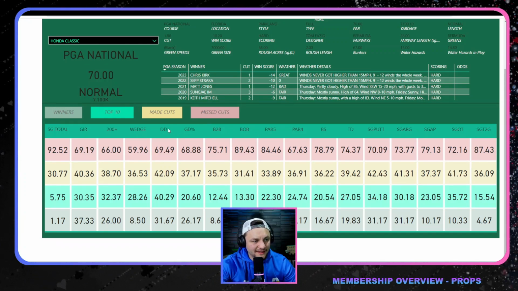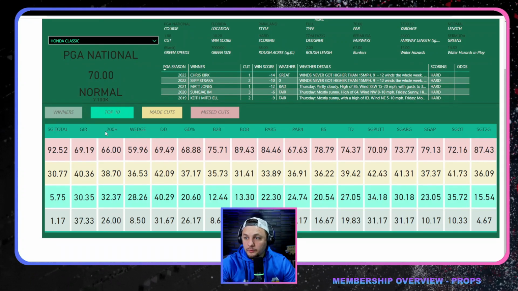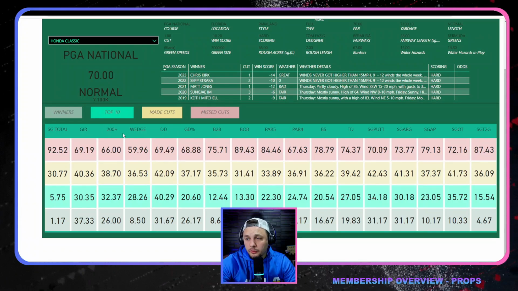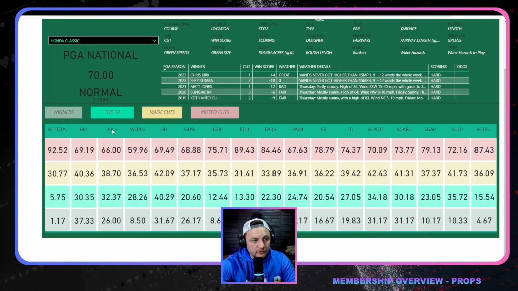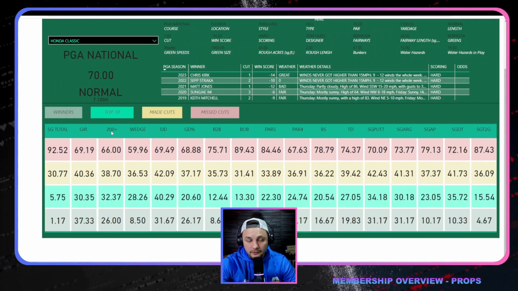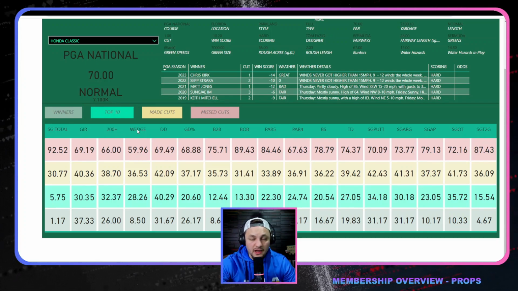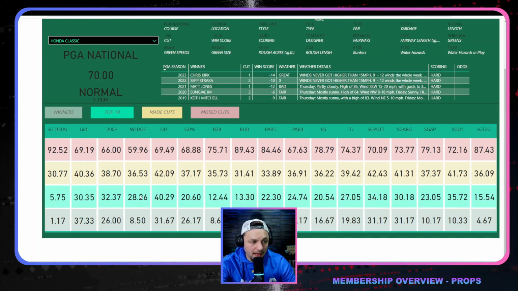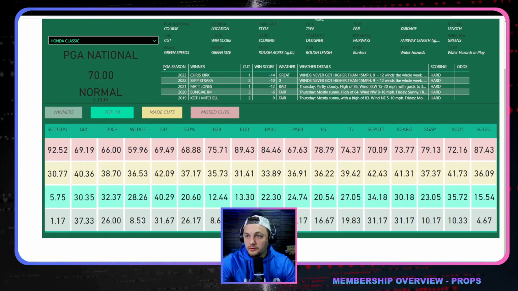Now we're also going to see stuff like this, 200 plus, which is long iron accuracy, or wedge scoring. Was it a course in which golfers had to be really accurate with their irons, or was it a course in which a lot of the shots ended up being around the green? And so for this tournament, we actually see that it's more of a wedge fest, especially in terms of golfers at top 10 and also winners. So maybe we're looking at that.